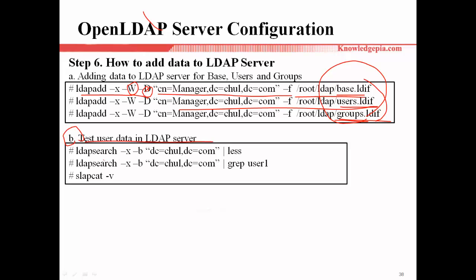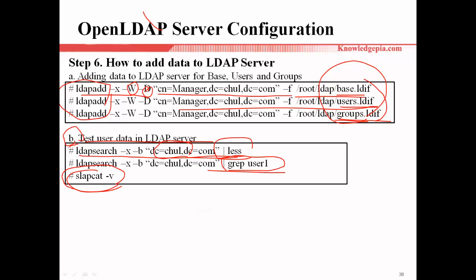If this command works successfully, then we can use this command, ldapsearch -x -b, here dc=char, dc=com, then you will see all data in the LDAP server. If you want to see only specific data, for example, like user 1, then you can use this kind of command. And slapcat -v.